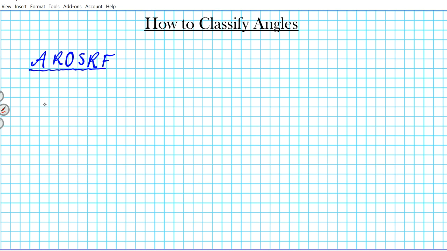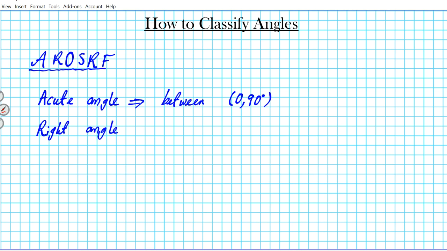So the A represents acute angle. Okay, so what are acute angles? An angle is acute if it is between 0 and 90 degrees. If it is in standard position, it's going to be in quadrant number 1. The first R, there are 2 of them, stands for right angle. And what are right angles? A right angle is an angle that's equal to 90 degrees. So this in standard position is on the positive y-axis.